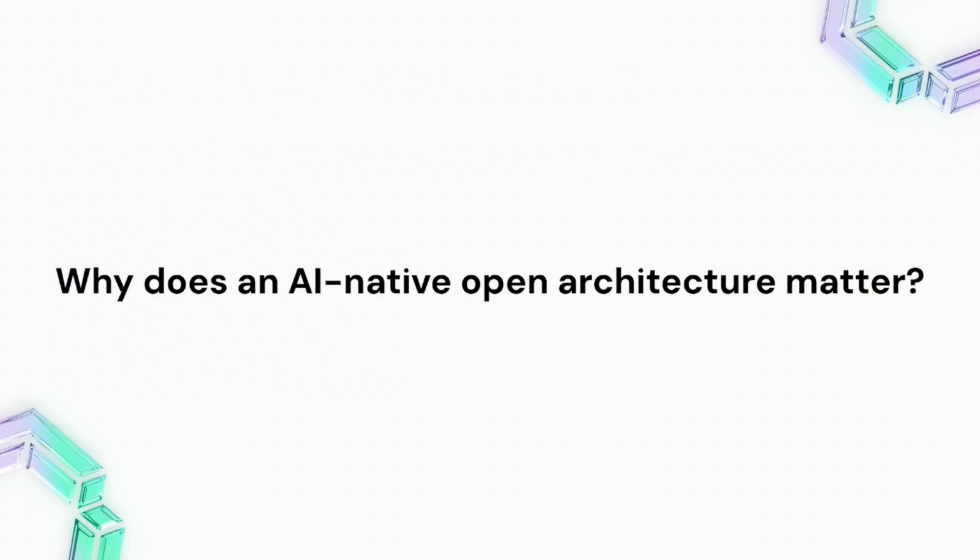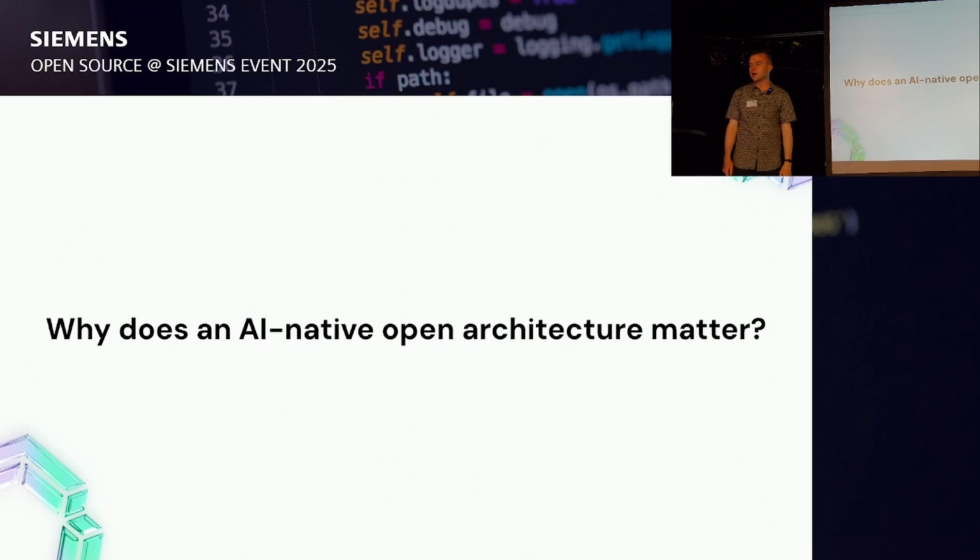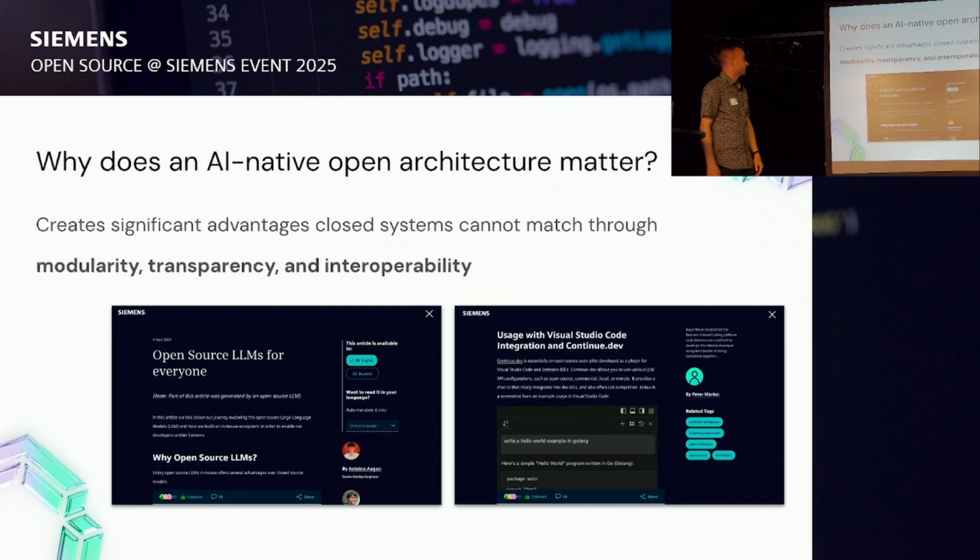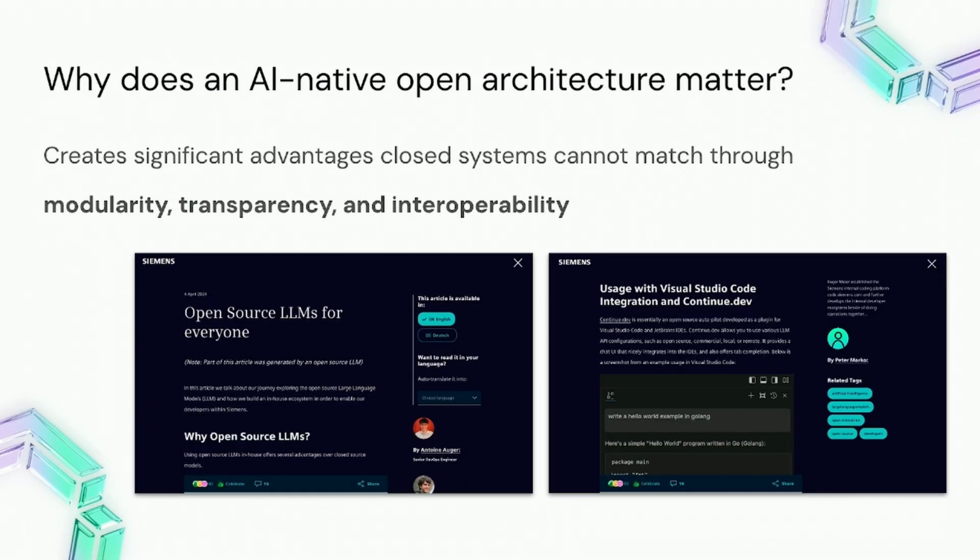And so to close things out, looks like we'll have about 15 minutes for questions, or we can end early. Just want to give a couple words on why I believe the AI native open architecture matters. So first and foremost, I think it creates significant advantages that closed systems cannot match. I think modularity, transparency, and interoperability are things that you don't get out of a closed system.